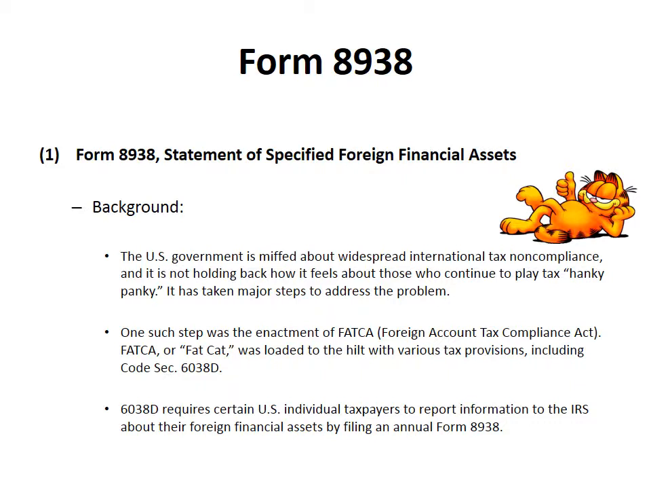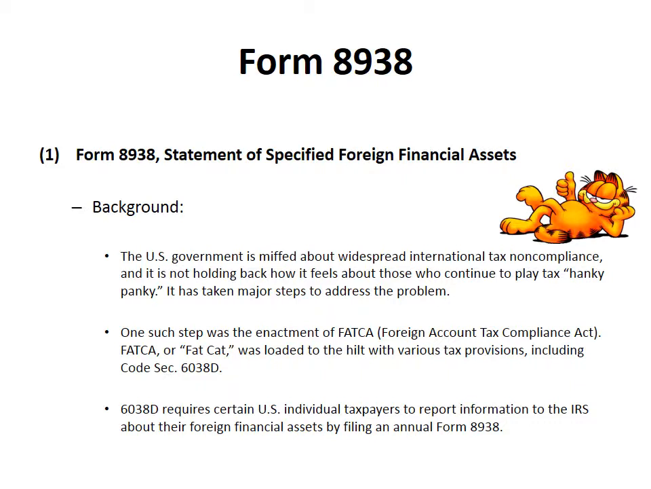We clearly get Uncle Sam's hint on how it feels about widespread international tax noncompliance. A day doesn't go by that there's not a new press release coming out from the Department of Justice about a new person who has become the target of a criminal indictment relating to their willful failure to file an FBAR or international tax evasion or anything along those lines.